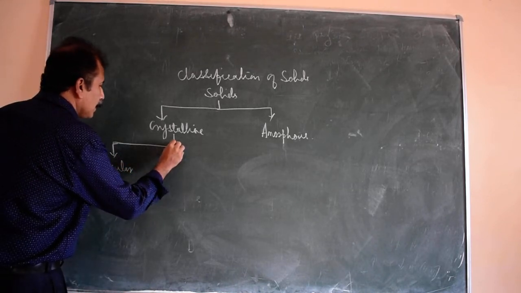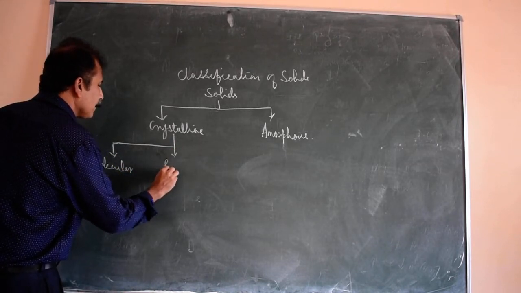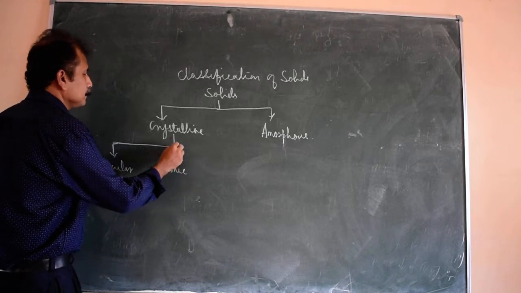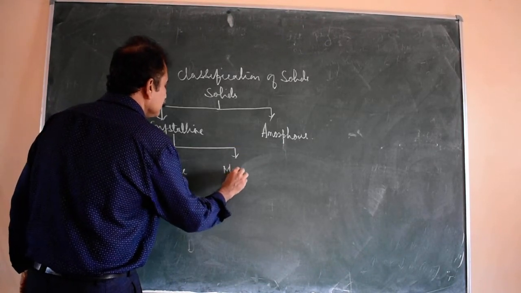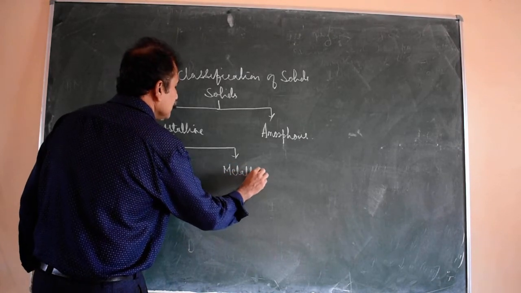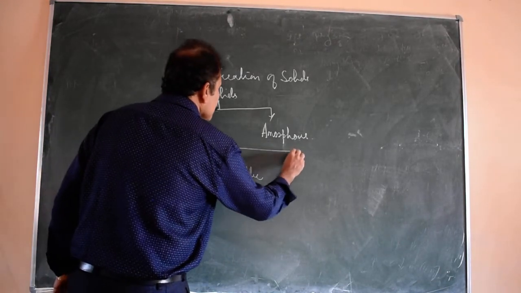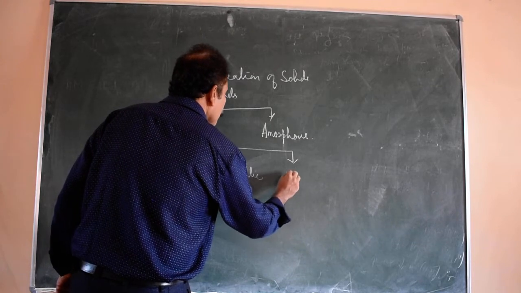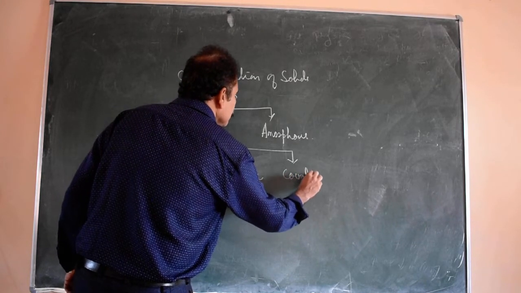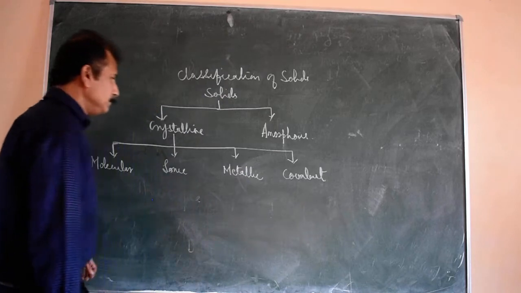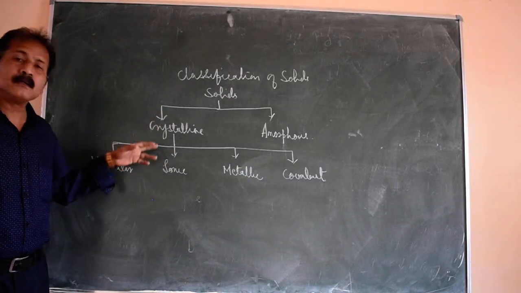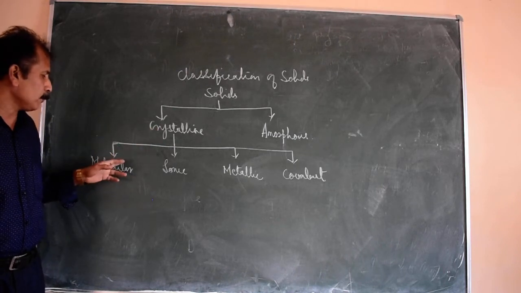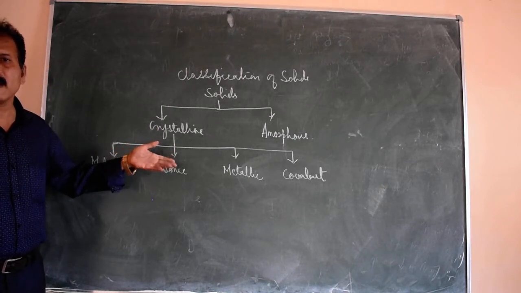Second one, ionic. Third one, metallic. And the fourth one is your covalent or network. Right? So you can further classify the crystalline solids depending upon what type of constituent particles they have.